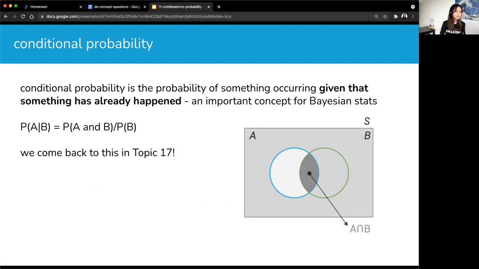Okay, so the next thing we're going to talk about is conditional probability. Conditional probability is the probability of something occurring given that something has already happened. And this is very important for Bayesian statistics. Remember I was talking about there are two fields of statistics, and one of them was, if you do something an infinite number of times. The other field is Bayesian statistics. The whole idea of Bayesian statistics is you're coming up with your probability not by running experiments an infinite number of times, rather by trying to use as much prior information as you can.